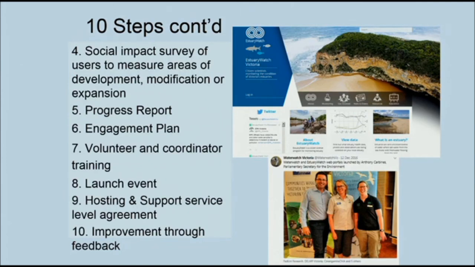Number nine, making sure that we've got a good hosting and support service so that people know that if there's an issue, if a volunteer is experiencing an issue, it's brought to the attention of their local coordinator. If that local coordinator can't solve that problem, it goes to myself or my colleague Rose Herben for the EstuaryWatch program. If we can't solve it, it then goes to the help desk.